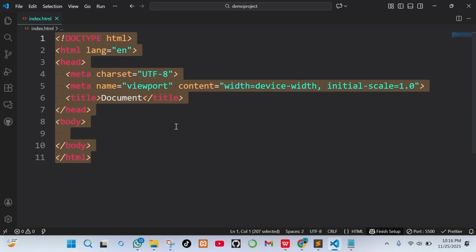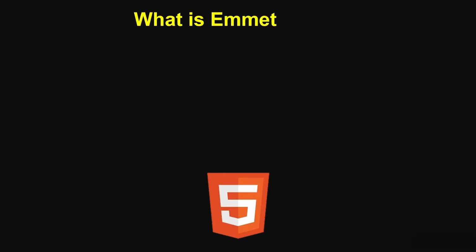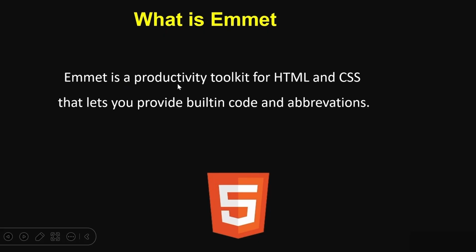Let's see what Emmet is. Emmet is a productivity toolkit for HTML and CSS that lets you use built-in code abbreviations. Actually, Emmet is already installed in VS Code for HTML and CSS to provide built-in code in the form of abbreviations.